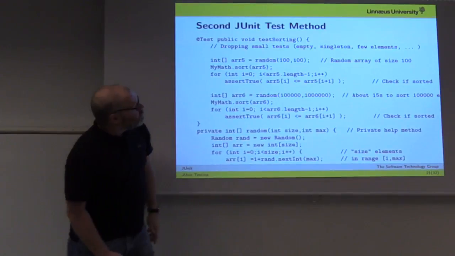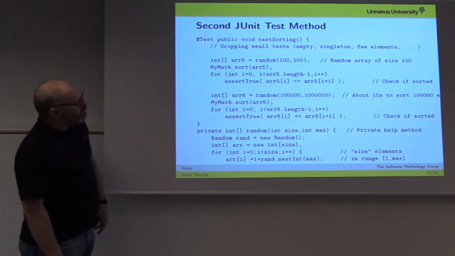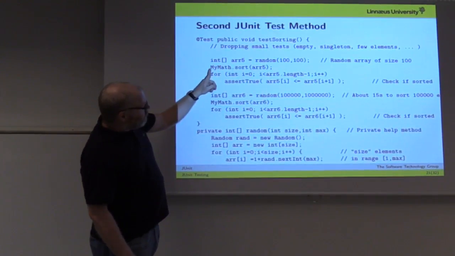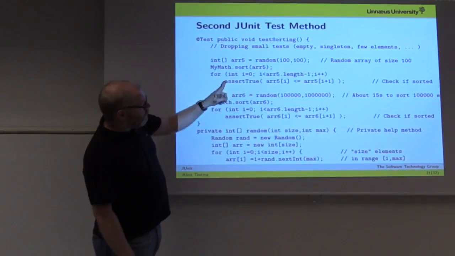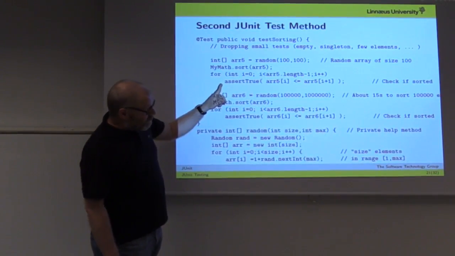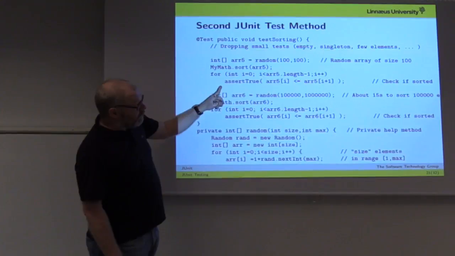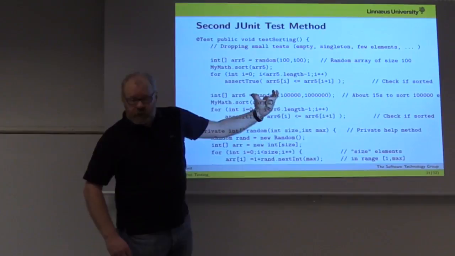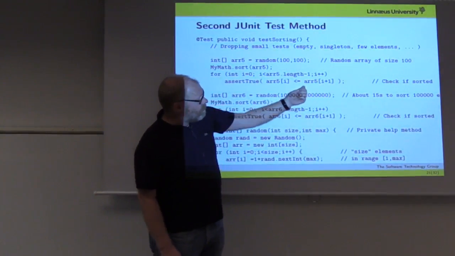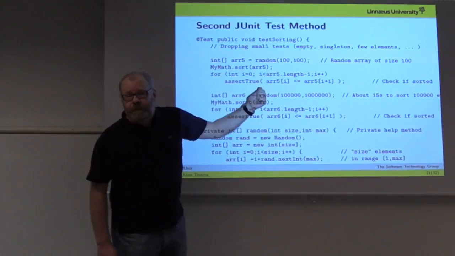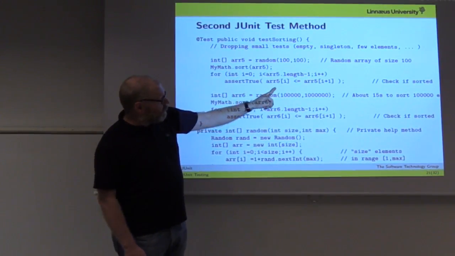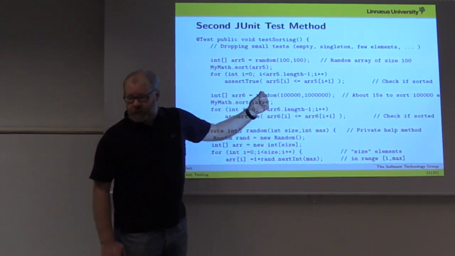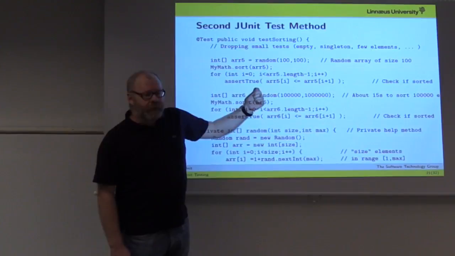So up here I call this method and say, okay, give me a random array of size 100, and then I send it to my sorting method, and then I check that it is sorted. I'm checking this by comparing the elements pairwise. If it is correctly sorted, then the next element should always be larger or equal to the previous element. So I'm iterating over them all here just to check that it's sorted. And I assert here that this is true. As long as it's true, nothing will happen.